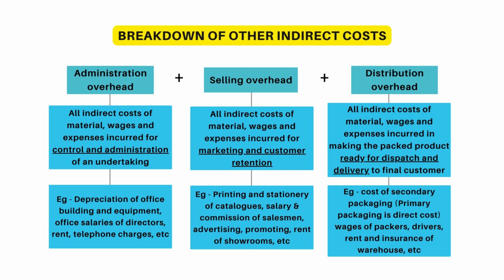Plus, distribution overhead. These are all indirect costs of material, wages, and expenses incurred in making the packed product ready for dispatch and delivery to the final consumer. Examples include cost of secondary packaging. Note that primary packaging is a direct cost. Wages of packers, drivers, rent and insurance of warehouse, etc.